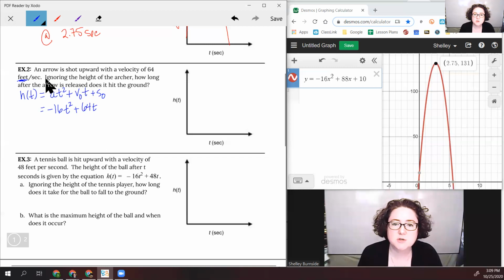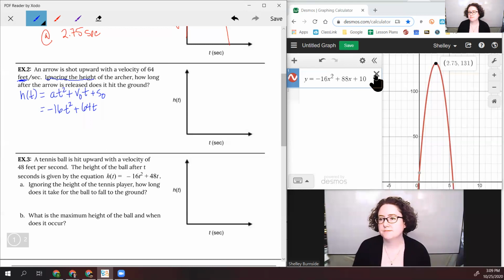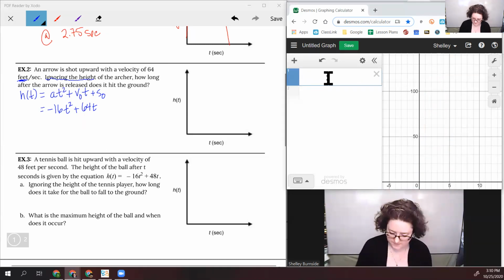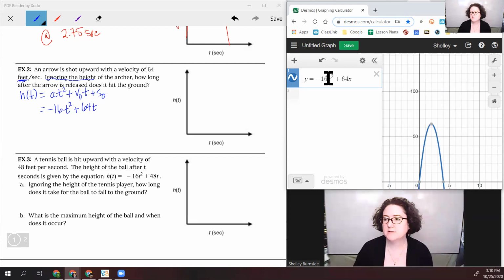And it does say to ignore the height of the archer. So that means we have no initial height. We could plug in a 0 or just not plug it in. So let's see what this looks like on the graph. So negative 16 again. I'm actually going to start with y equals, and then negative 16 x squared instead of t squared, but it's still using one variable, plus 64 x.